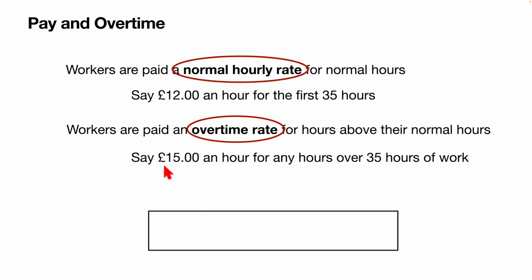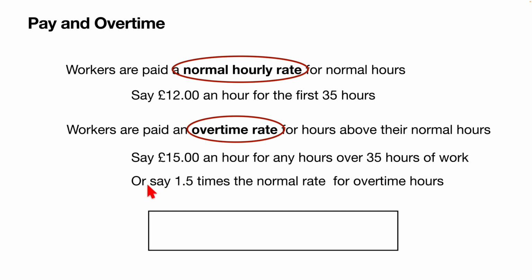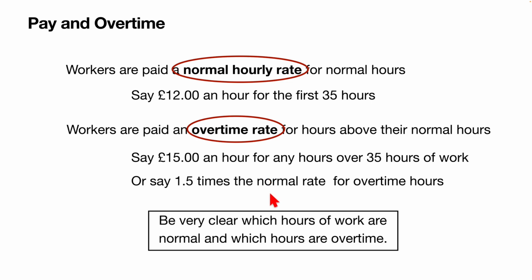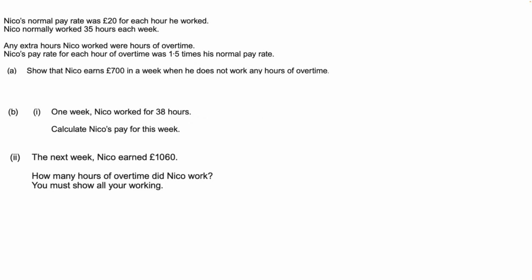So it could be a given rate, £15 an hour for anything over the 35 hours, or it could be 1.5 times the normal rate. This is normal for a maths question because it's harder. You've got to work it out from the normal rate. And this is important. Be very clear which hours of work are normal and which hours are overtime. That is given in the question, but students get confused. So here's a tricky question from the past.